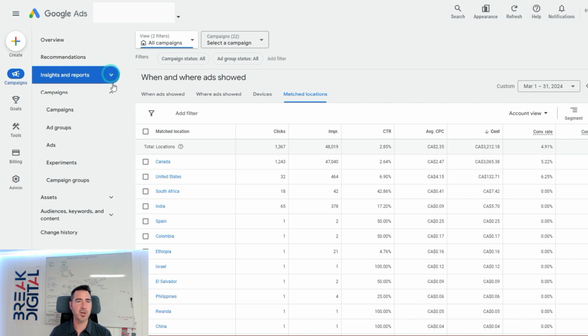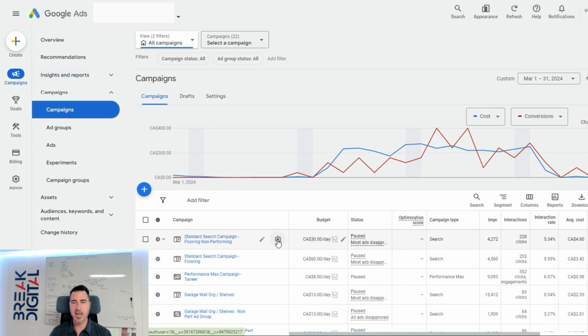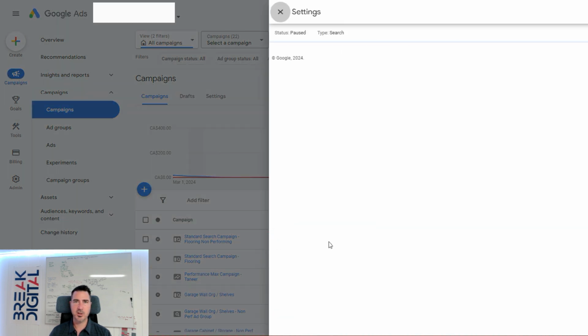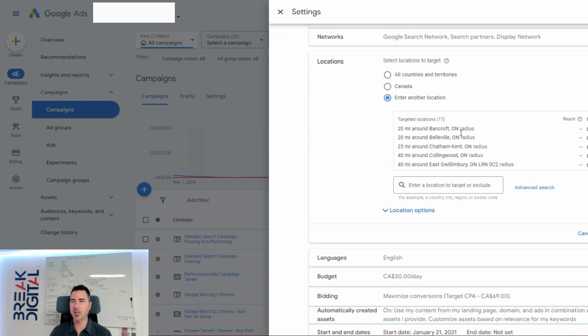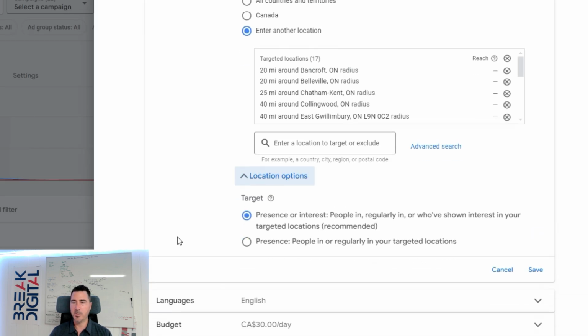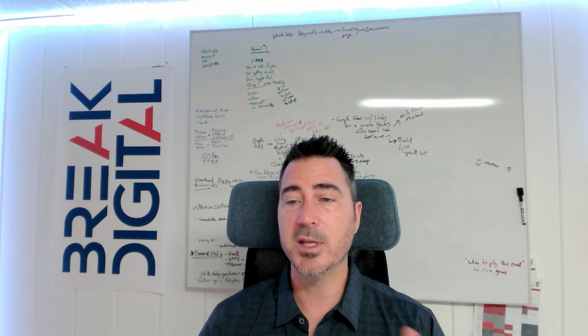First, I want you to go to your account and go to the campaign and go to the campaign settings. This is huge. This is just super easy and it's huge. So under your location targeting, you can see these are the cities that they've targeted their ads to, and they've got problems here, but that's, like I said, another thing. Under location options, this is the setting they had. They're targeting people based on presence or interest. So we're targeting people regularly in, or who've shown interest in your targeted locations, recommended by Google. So this is the default setting.